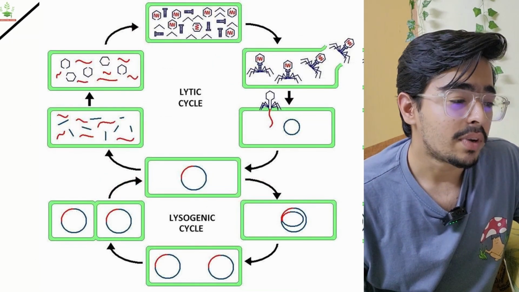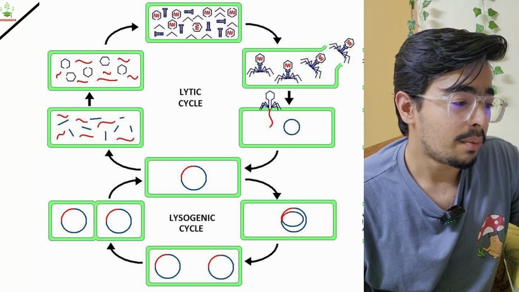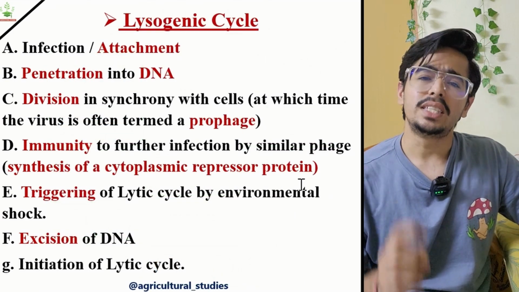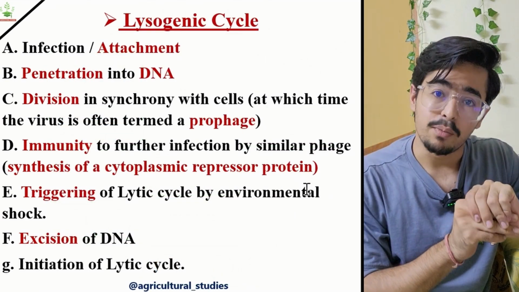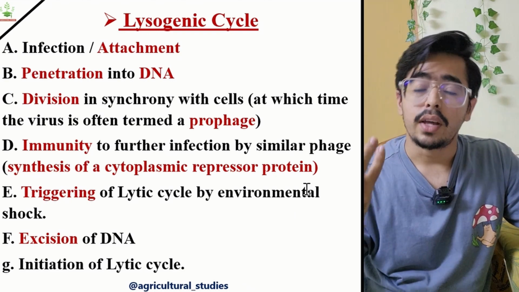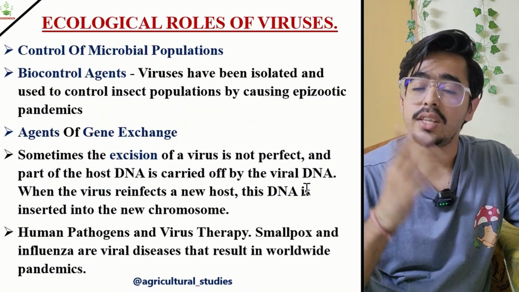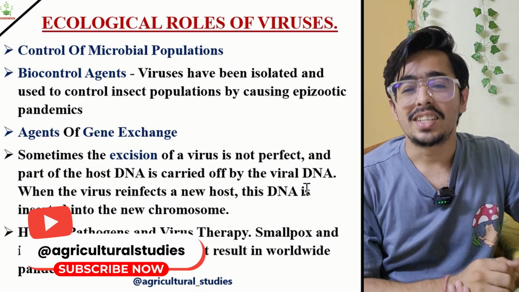So this is a simpler diagram related to the lytic cycle and lysogenic cycle. And if you are preparing for agricultural examinations, these are not so important. The virus part is not important. The actinomycetes part is very important. But if you are preparing for some other examinations, then these are important topics. These virus cycles are also very important for biology students.